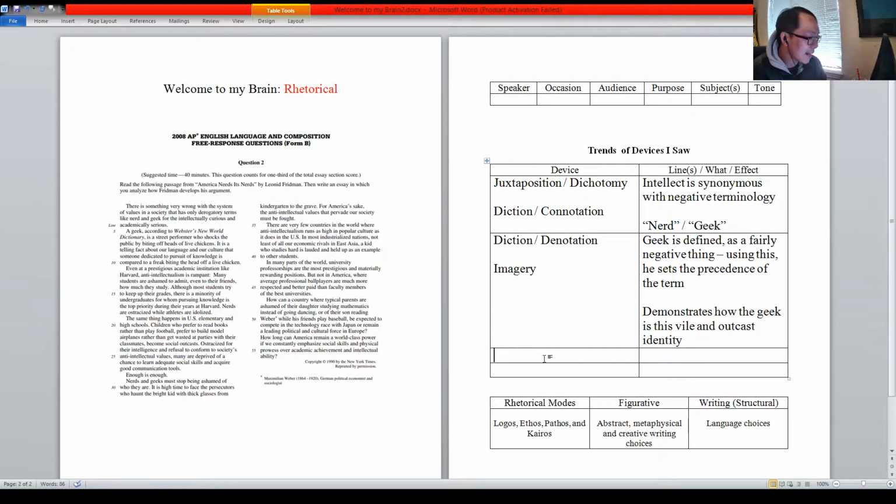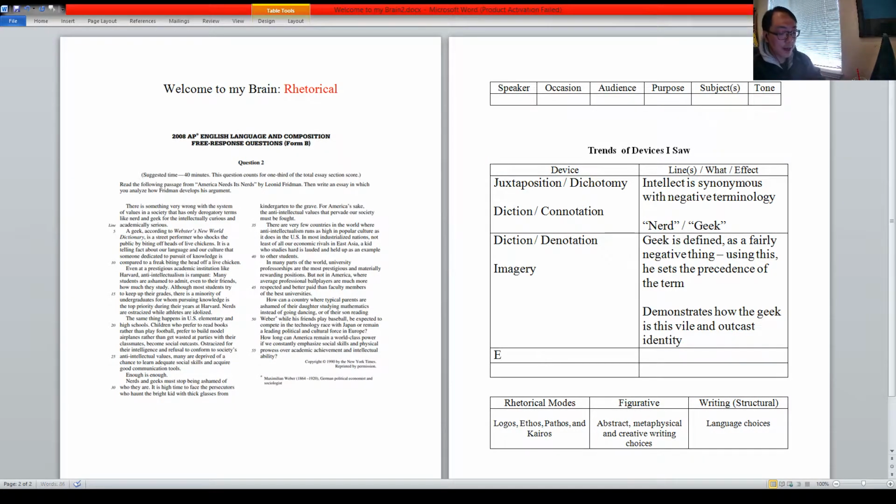Even at a prestigious academic institution like Harvard, anti-intellectualism is rampant. Many students are ashamed to admit, even to their friends, how much they study. Although most students try to keep up their grades, there is a minority of undergraduates for whom pursuing knowledge is the top priority during their years at Harvard. Nerds are ostracized while athletes are idolized.